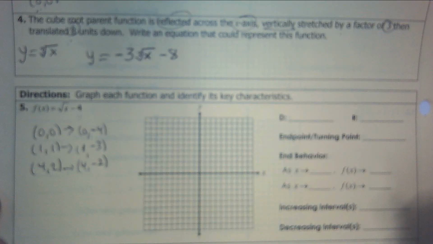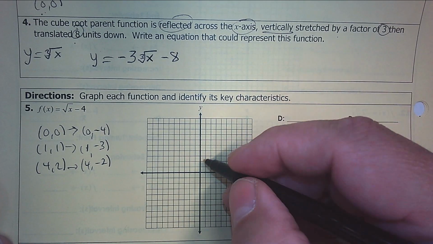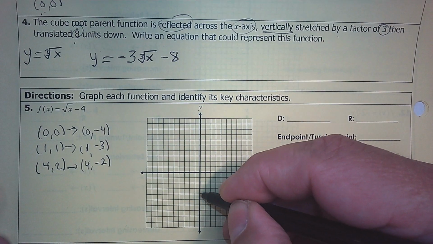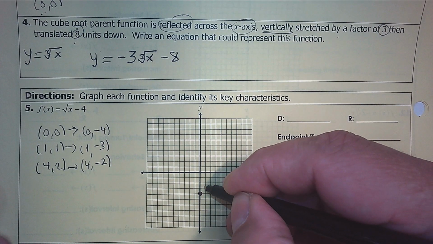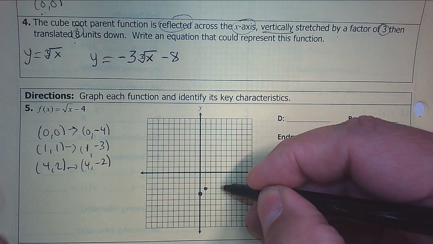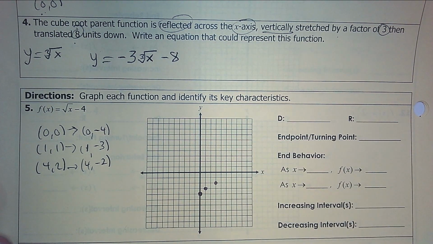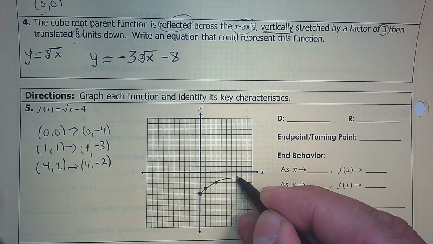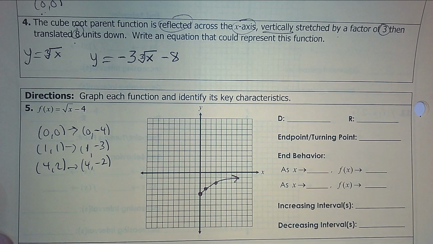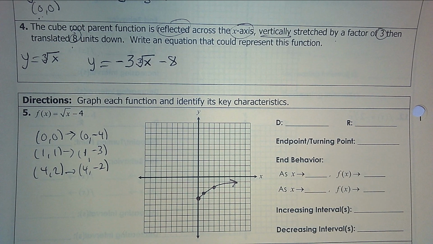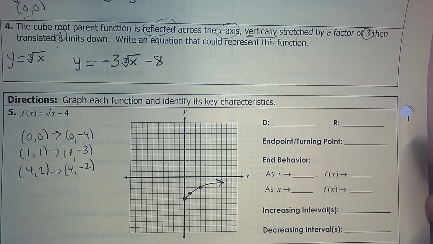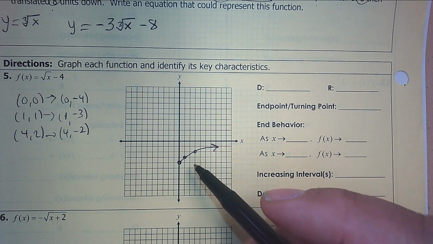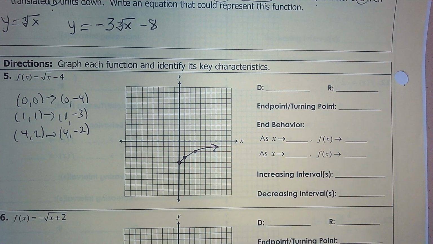Then I'm going to plot those points. So my new starting point is at 0 and -4. Then 1 and -3, and then 4 and -2. So we have a starting point, and it curves away from there. There's only one arrow for a square root function. So you have a starting point and it curves away from that starting point.